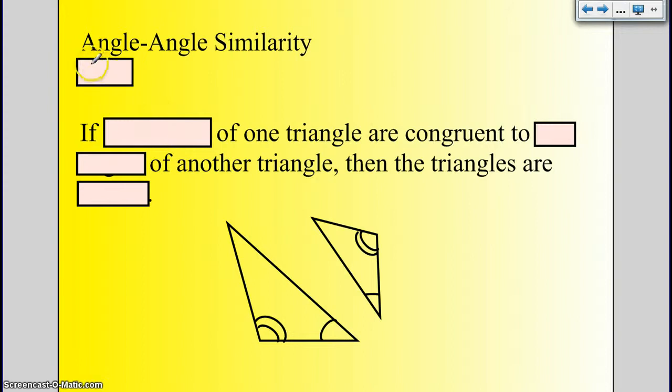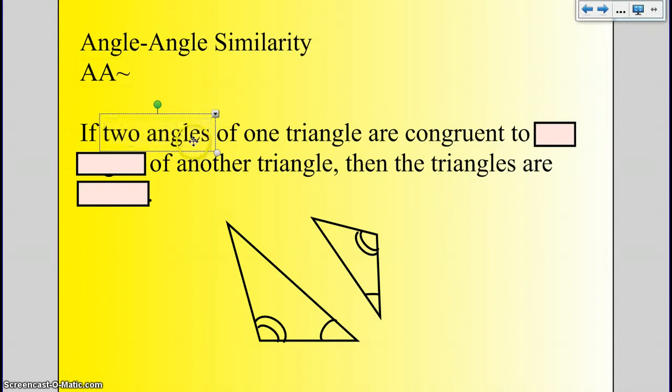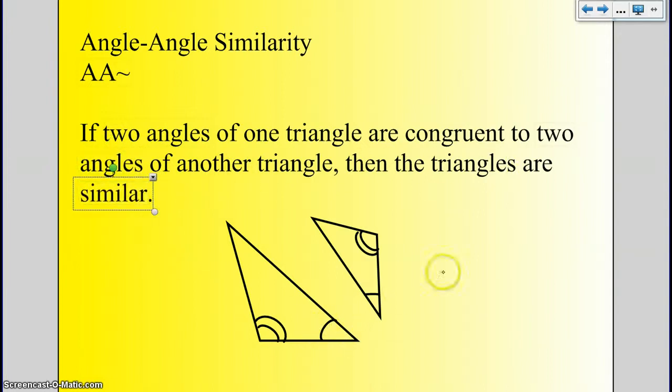So in your chart you see this angle similarity. The symbol for that is AA similarity. If two angles of one triangle are congruent to two angles of another triangle, then the triangles are similar. Let's put some numbers in there. If this is a 40, this is congruent to this, which is 40. And if this is 120, then this over here has to be 120. So I have two angles that are congruent, which means that's enough to tell me they are similar.